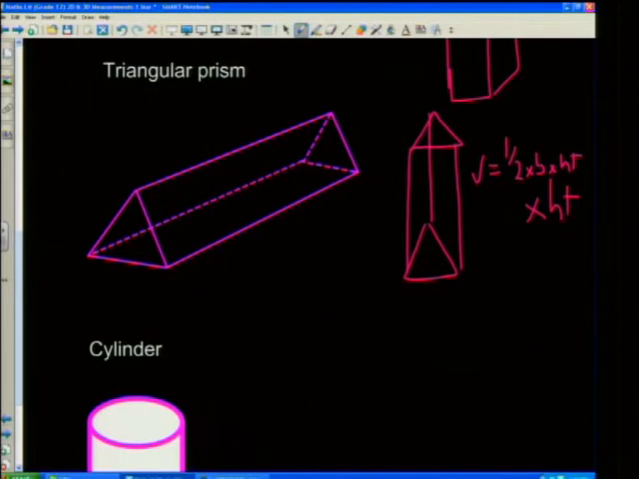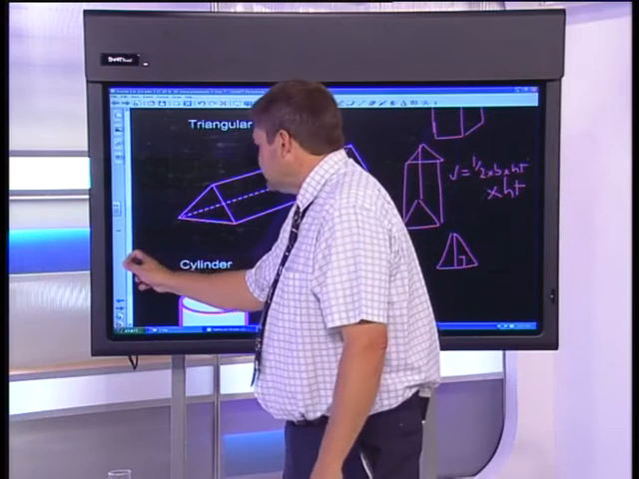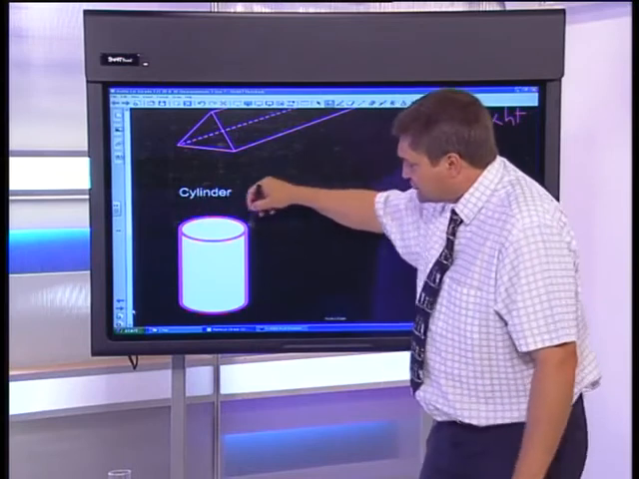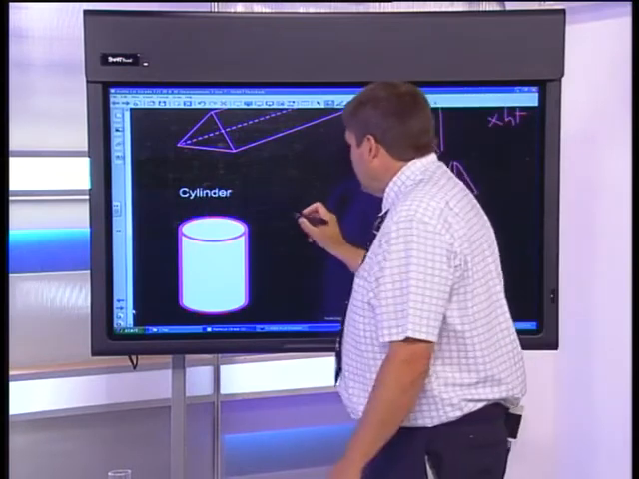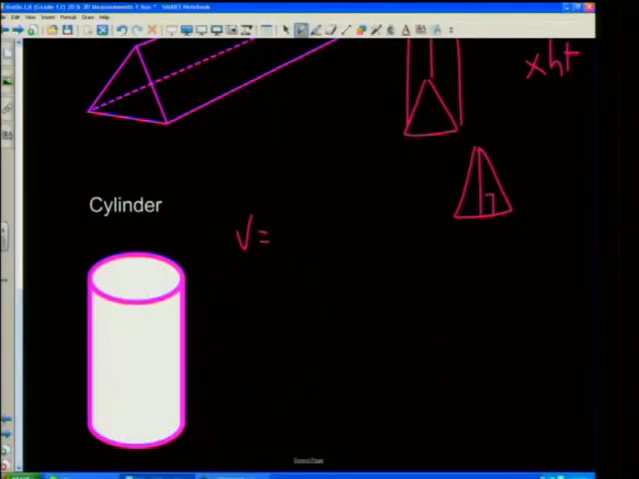Now, this height of the triangle is the actual height of the little triangle, not the height of the shape. That can be a little bit confusing, but when we look at examples, you'll understand exactly what we're talking about. And finally then, a cylinder. A cylinder is the area of the circle times the height. So the volume of a cylinder is the area of a circle, which is pi r squared, times the height. And that would give us the actual volume.